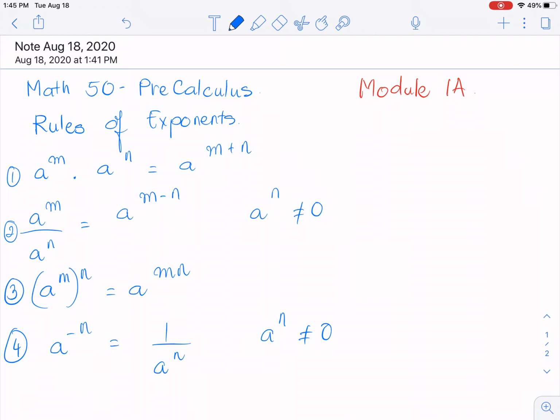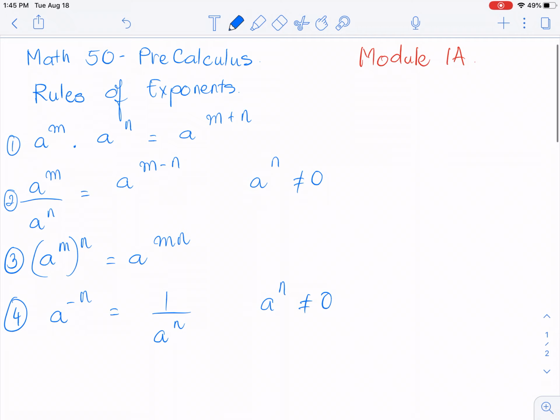So you see, for example, a to the n power times a to the n power, you add the exponents. If you want to divide and they have the same base, you subtract the exponents. If you want to take it to the power of a power, you multiply the exponents. And for the rules of exponents, we are not allowed to have negative exponents. So you always have to make it positive by taking the reciprocal.